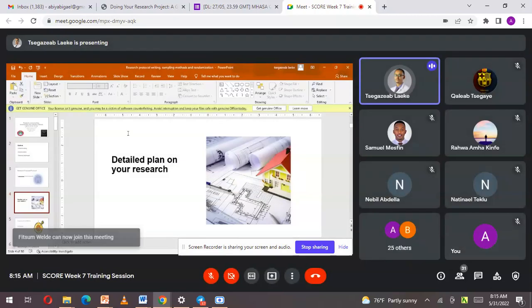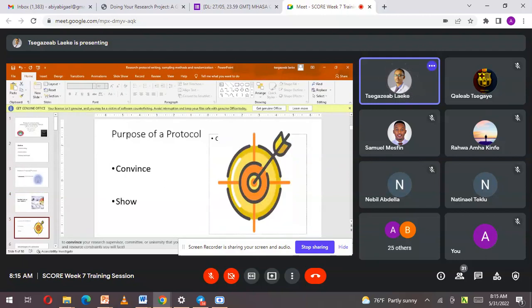So before you do your research, you just have to plan. So you have to have a very systematic plan so that your research will be sound, feasible, and also have the expected results. So the purpose of writing a protocol is to convince.